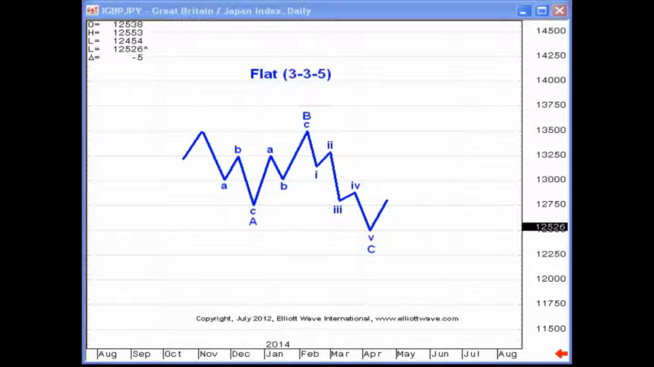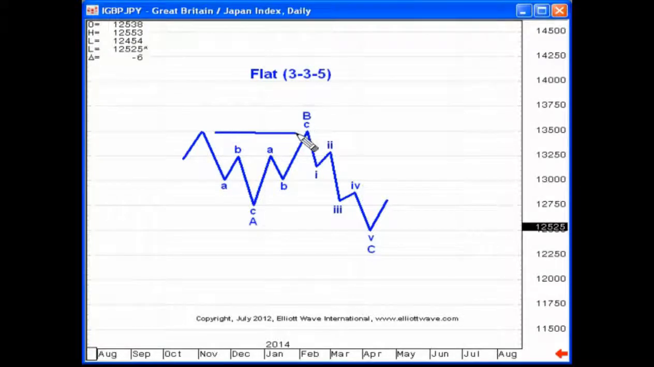Now, the flat correction is sometimes referred to as a 3-3-5, as you can see here. The reason we use that shorthand as an Elliottician is to denote that wave A subdivides into three waves, wave B subdivides into three waves, and wave C, of course, is going to be a five-wave structure. The most distinguishing characteristic of a flat correction is that wave B ends at or near the origin of wave A. That's how you can tell it's a flat.